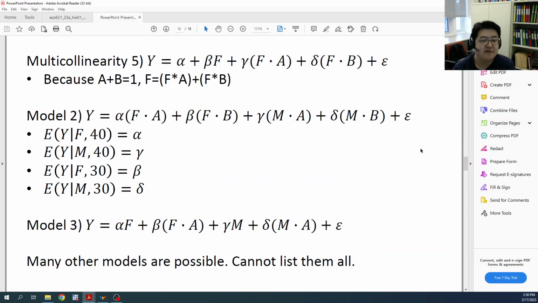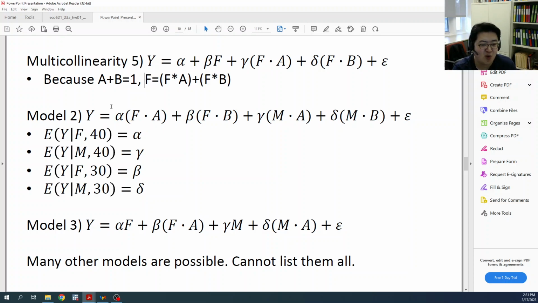And multicollinearity 5. Now I'm tweaking the equation to a more complicated case. Now you interact like this. Then, still there are 4 parameters. So the number of parameters does not cause any problem. But the problem exists because f equals f times a plus f times b, right? This is the multicollinearity. Multicollinearity is coming among these 3 variables. So in this case, f plays a kind of similar role as the intercept, right? So women can be divided into 40 years old women or 30 years old women. So in that sense, they are multicollinear.